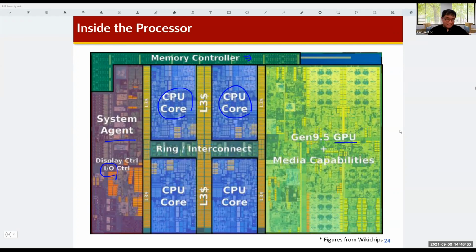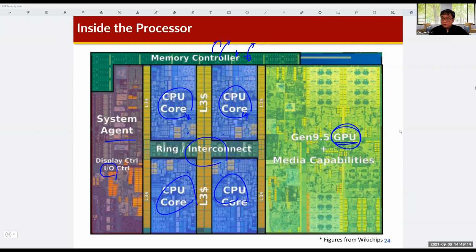4 cores. The CPU cores, 4 cores. And then this CPU includes the GPU, the integrated GPU. Also, there are 4 cores, and then 4 cores are connected via ring interconnection. And then the memory controller is here, so memory can be connected to this part. That's what we can understand with this photo.